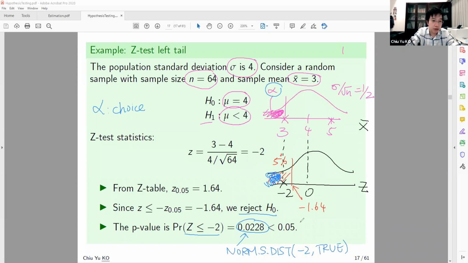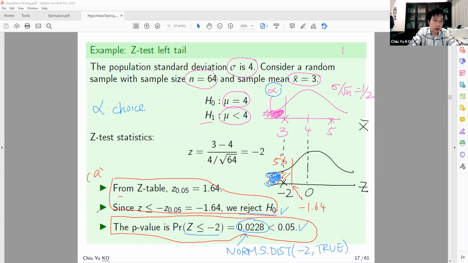Someone asked me whether we need to do both parts. This second part is optional. Either you do A or you do B. Is that clear? You don't have to do both. The reason we talk about A is that it is the classical way, but now the computer doing B will be much faster. It depends on what is better for you.